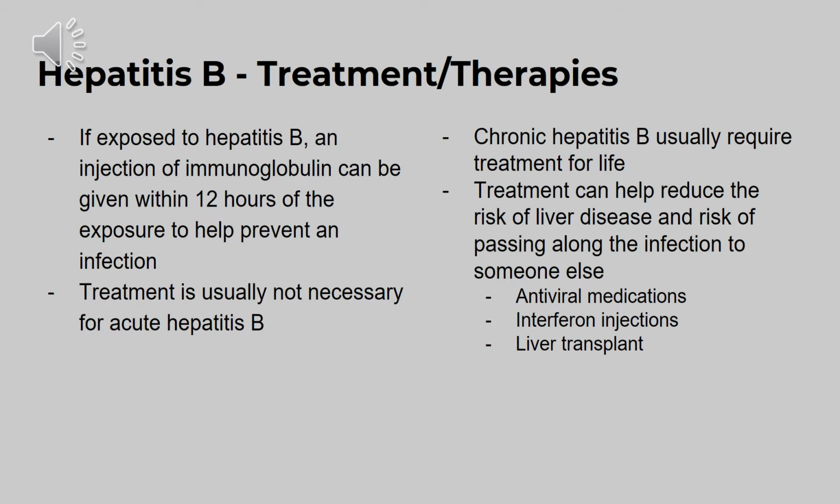Usually, as I said prior, the immune system can clear this virus on its own. Treatment for chronic Hep B is usually required throughout the lifetime. And this treatment, although it won't cure the virus, can help reduce the risk of liver disease and damage, as well as the risk of the infected person passing along this infection to another individual. And treatment for chronic Hep B includes antiviral medications, interferon injections, and in some cases, liver transplant may be necessary.